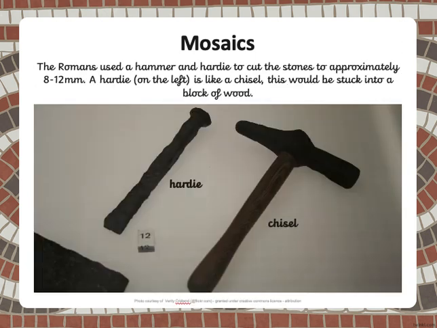The Romans used a hammer and a hardie to cut the stones to approximately 8 to 12 millimetres. A hardie, on the left, so this one here, is like a chisel. This would be stuck into a block of wood.